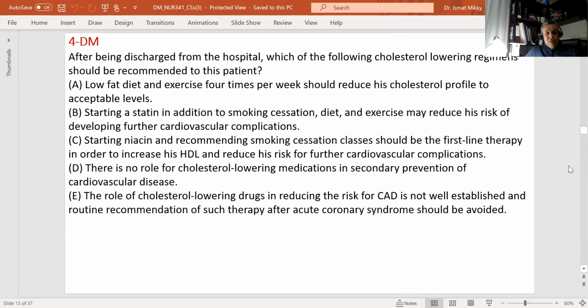So the main goal for this patient should be to lower the LDL and total cholesterol to at least the recommended levels for patients at highest risk for cardiovascular disease or complications. So the emphasis should be on lowering the LDL to less than 100 and total cholesterol to less than 200.